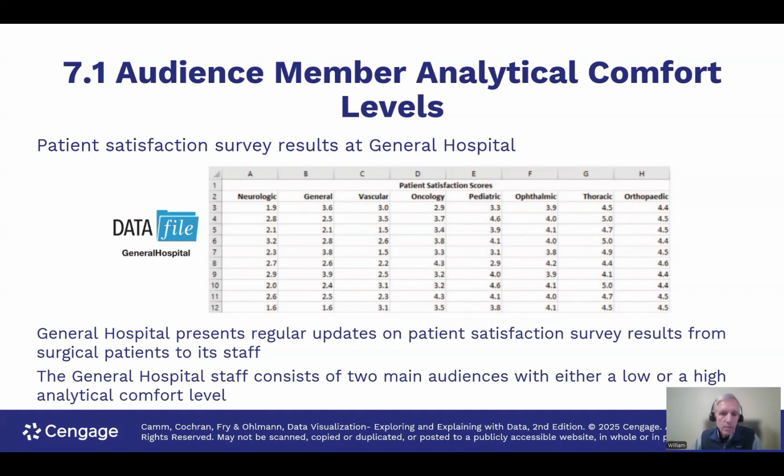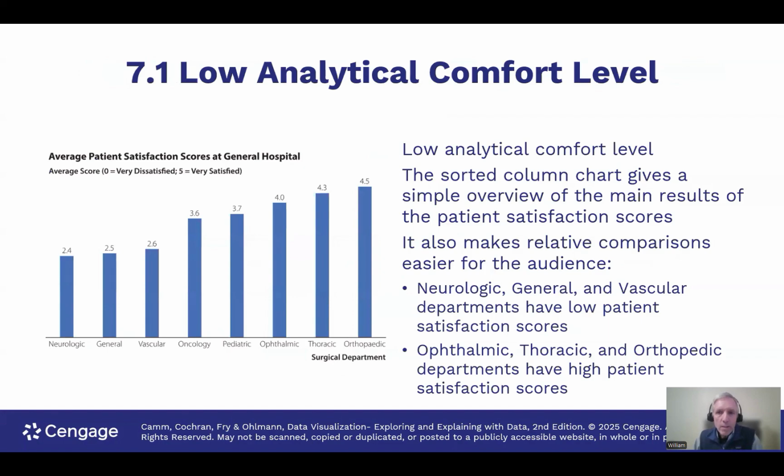General Hospital consists of 2 main audiences: those with a low or a high analytical comfort level. The people with a low analytical comfort level might be staff physicians or nurses, somebody who hasn't had a huge amount of advanced education. The column chart gives a pretty simple overview of the main results of the patient satisfaction survey.